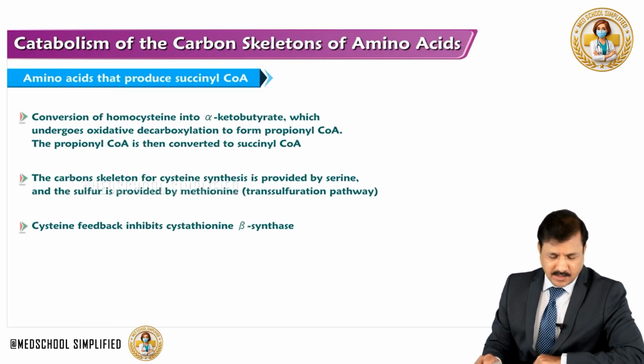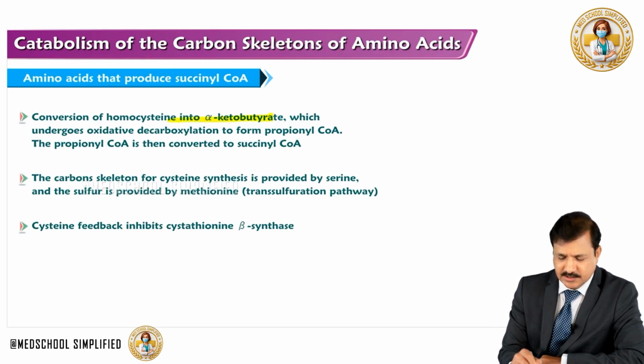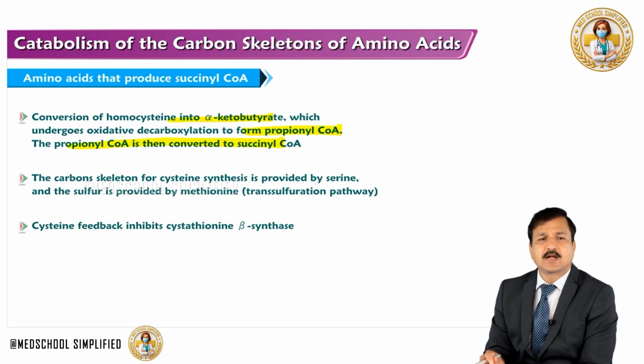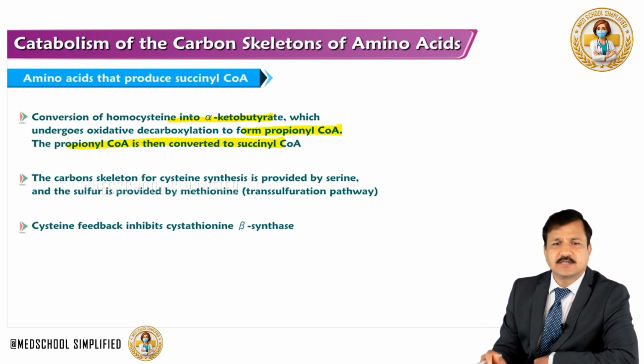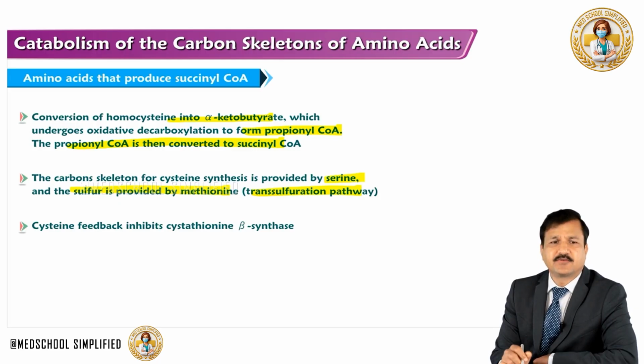Alright, so from the previous figure, you can see the conversion of methionine through homocysteine all the way into alpha-ketobutyrate. It undergoes oxidative decarboxylation to form propionyl-CoA, and propionyl-CoA is converted to succinyl-CoA. And the carbon skeleton for cysteine synthesis is provided by serine, which I already told you, and the sulfur is provided by methionine in a transsulfuration pathway.